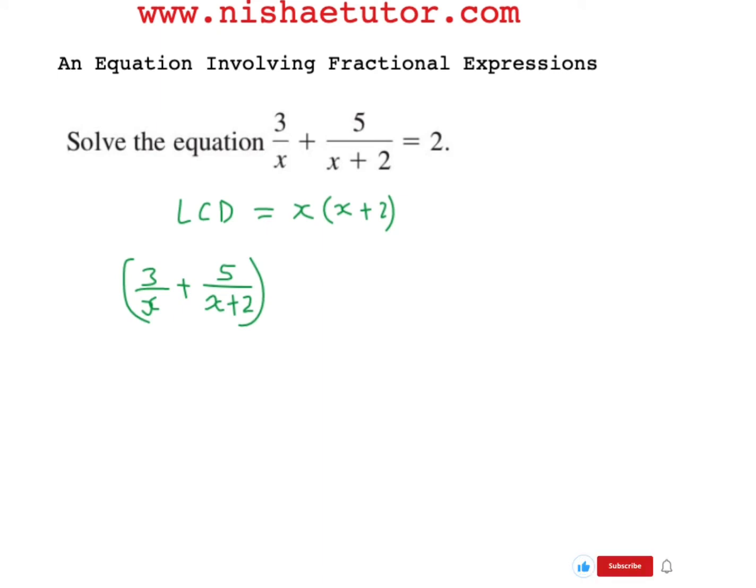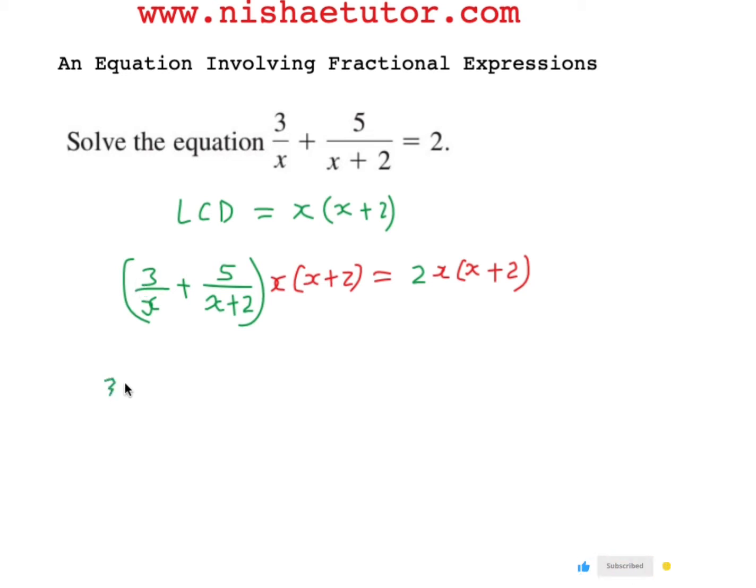multiplied with x times x plus 2 equals 2 times x times x plus 2. Okay, so here 3 upon x multiplied with this, the x cancels and just x plus 2 is multiplied here.